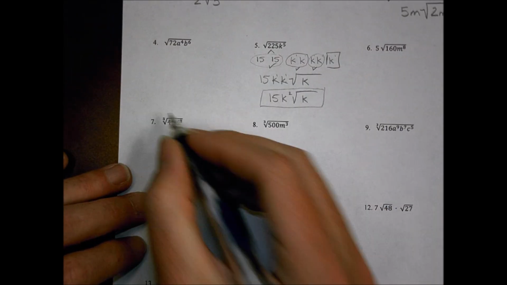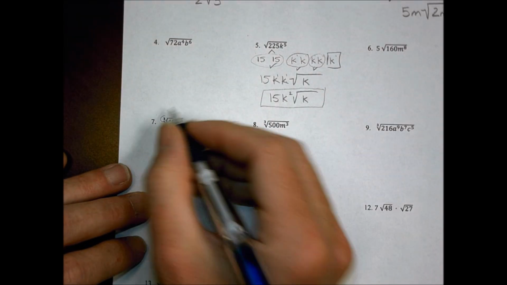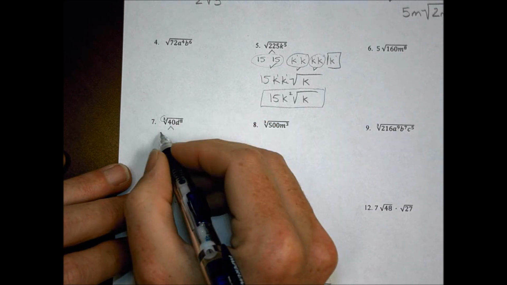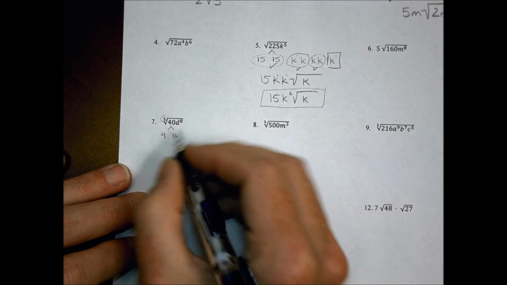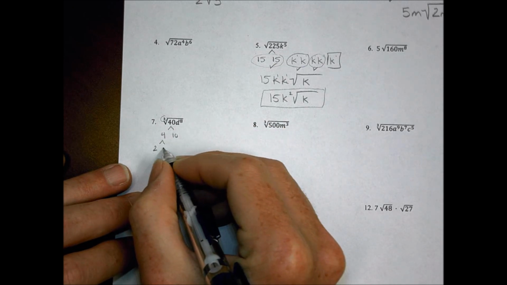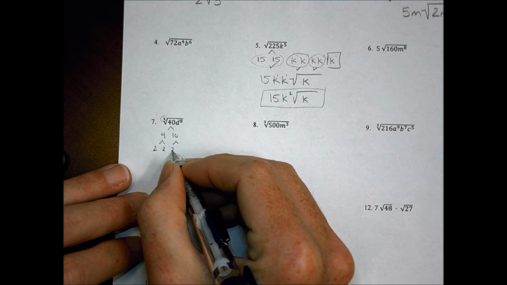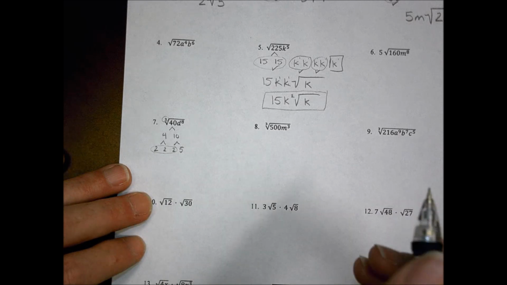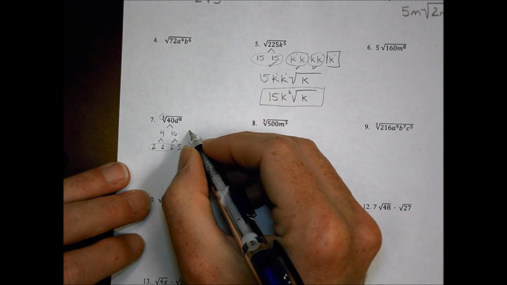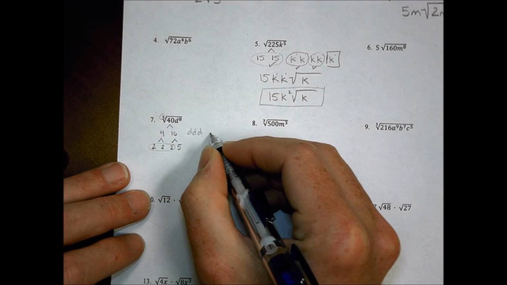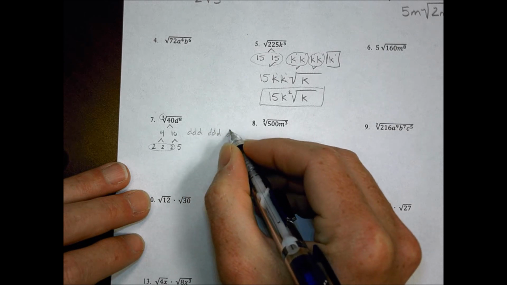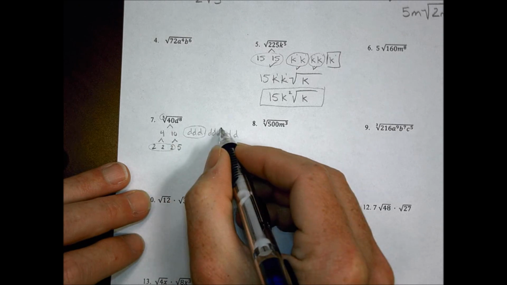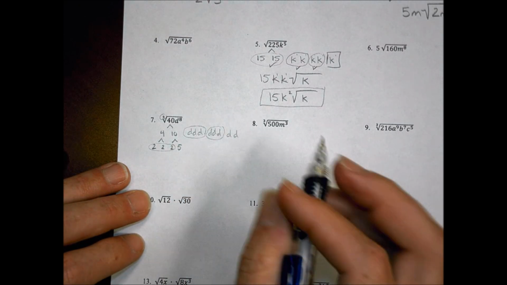Number 7. This is a cube root, so now I'm looking for 3 of a kind this time, not just the pairs, right? So let's break apart the 40. 40 can break apart into 4 and 10 if we like, and then 4 can become a 2 and a 2, and 10 can become a 2 and a 5. So right now I can see I have a little triplet right there. Perfect. For the d's, I can write them out as 1, 2, 3, 4, 5, 6, and there's 7 and 8. So there's 8 d's, so I have a triplet here, and a triplet here, and then 2 left over.